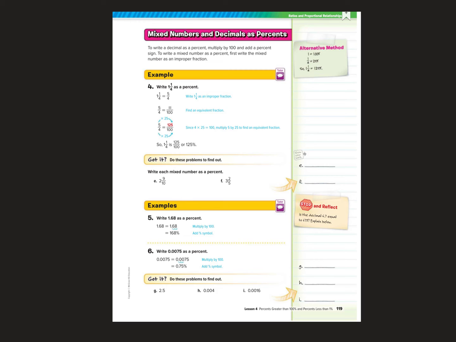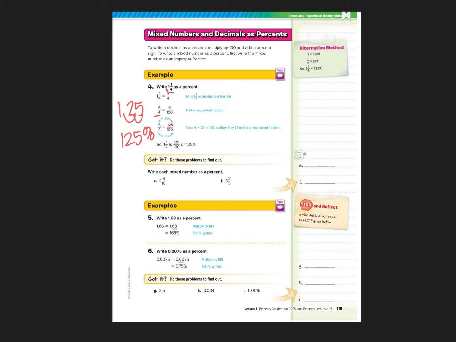Okay, to write a decimal as a percent, multiply by 100, add a percent sign. Okay, not too bad. So if I wanted to write 1 1/4 as a percent, I know that would be 1.25 as a decimal. And if I wanted to write it as a percent, 125%. Now, they went straight to fraction. Oh, isn't that interesting? Did you see what they did there? They saw 1 1/4. They turned it into an improper fraction of 5/4. And then multiplied by 25 to get 125 over 100. Okay, that's another way to do it.